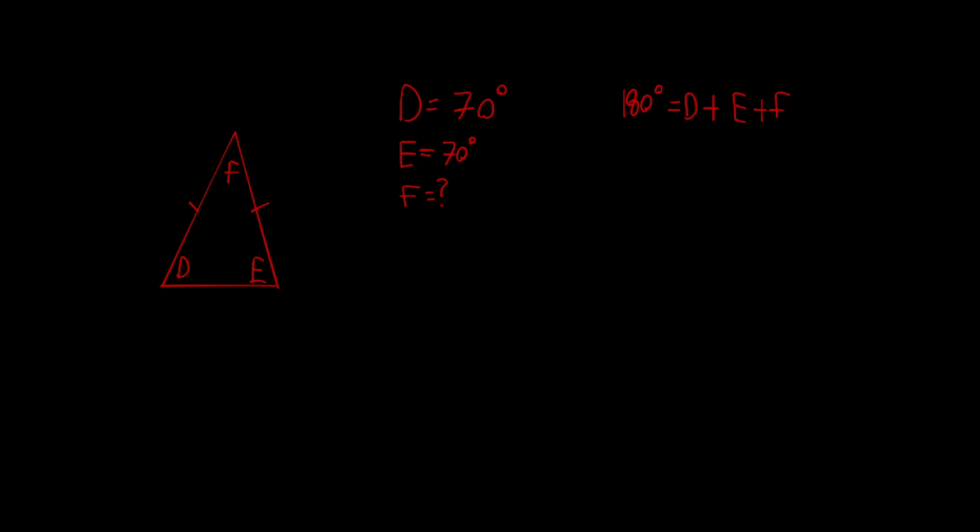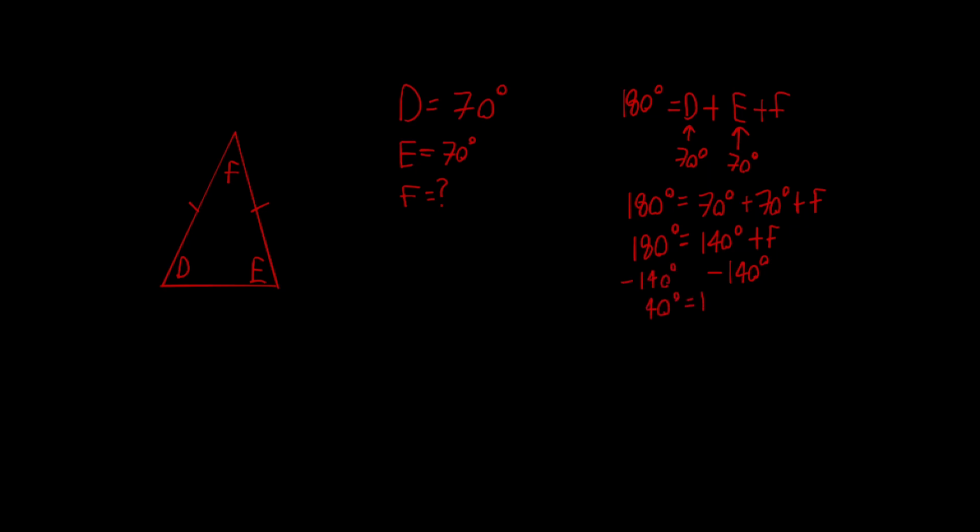Well, here we're going to follow the exact same process as before, right? So we're going to say that D is equal to 70 degrees and E is 70 degrees as well. Well, that's going to give me 180 degrees is 70 degrees plus 70 degrees plus F. Or 180 degrees is 140 degrees plus F. Now we're going to subtract 140 from both sides to isolate for F, which is going to give me 40 degrees is equal to F.